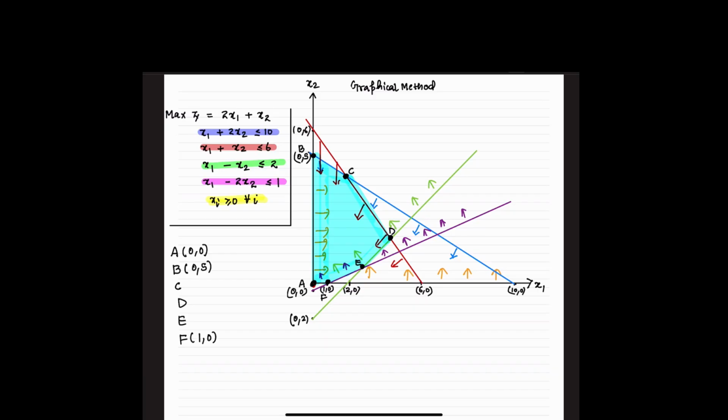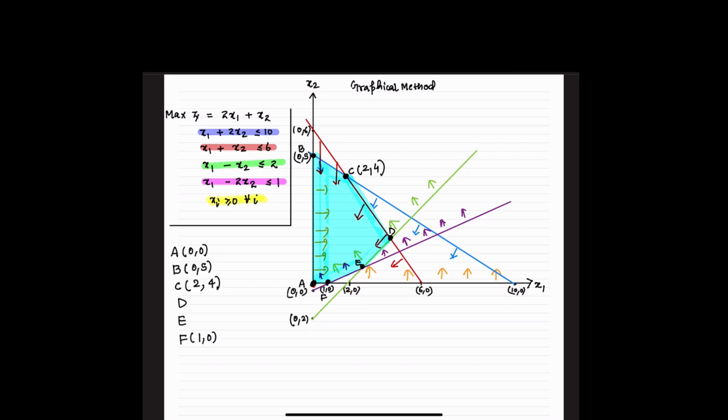Now we calculate the corners. C lies at the intersection of the red and the blue. So this is the red and the blue constraint. So what you do, subtract. So this goes, x2 is 4. So x2 is 4. Take this 4 and plug into this. So if x2 is 4, x1 is 2. So C's coordinate is 2, 4.